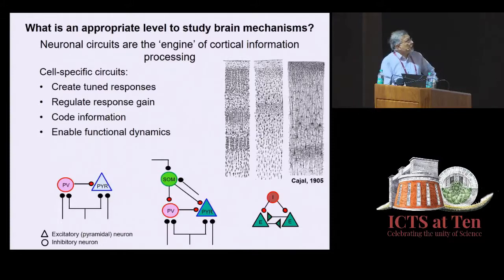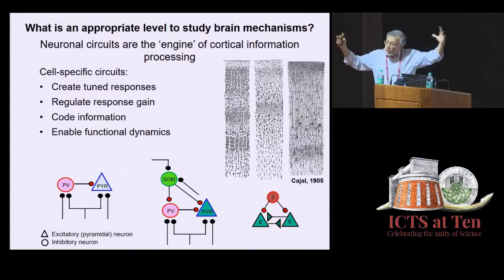What is an appropriate level to study brain mechanisms? Surya has talked a lot about neuronal dynamics and dimensions, but implicit in what Surya says is something deeper. We can study the brain at the level of synapses and molecules that make up neurons, because neurons are really cells, just like any other cell in the body. Or we can study them at the level of individual neurons, or at the level of circuits, the connections made by neurons with each other.